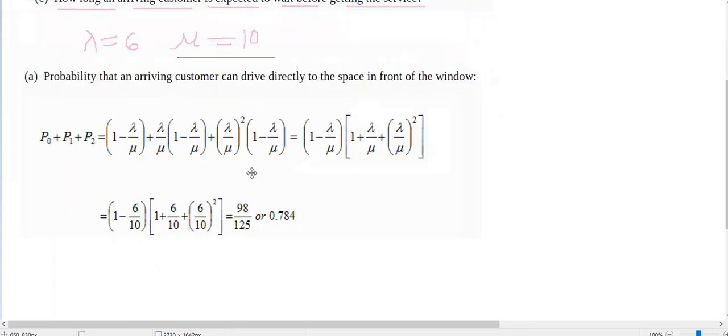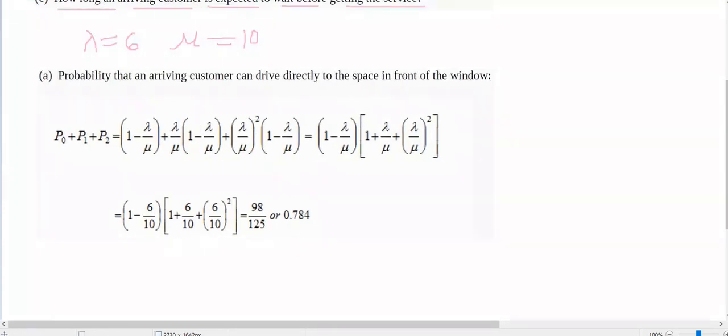We know the value of lambda and the value of mu. Then what do we have to evaluate? The probability that an arriving customer can drive directly to the space in front of the window. Lambda is equal to 6, mu equal to 10. There are 3 spaces provided, so there are only 3 possibilities; others have to wait. So P0 plus P1 plus P2 is equal to 1 minus lambda by mu, plus lambda by mu into 1 minus lambda by mu, plus lambda by mu square into 1 minus lambda by mu.